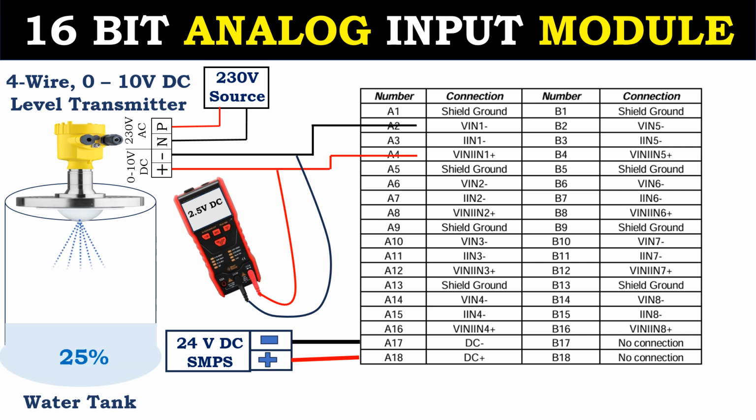When the level in the tank is 25%, the transmitter output will be 2.5 volt DC. When the level in the tank is 50%, the transmitter output will be 5 volt DC. When the level in the tank is 75%, the transmitter output will be 7.5 volt DC. Similarly, when the level in the tank is 100%, the transmitter output will be 10 volt DC. This is the wiring diagram between a 4-wire level transmitter and the analog input module of the PLC.